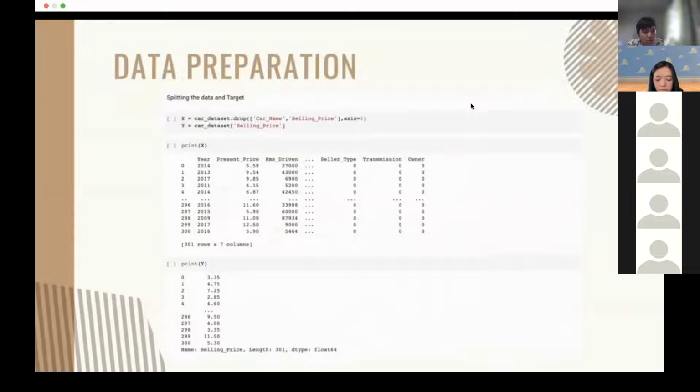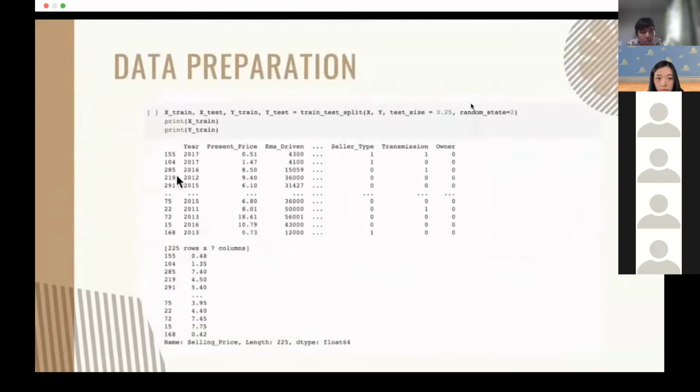We split the data to make it in a different axis because we want to compare it, and also drop the columns that are unneeded, which in this case are car name and selling price. Then we print what we have split and set the test and train size, which in this case is a 75 to 25 split on the data. 75% of the data will be used for training, and the rest, 25%, will be used for testing.